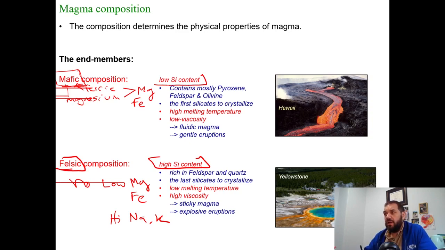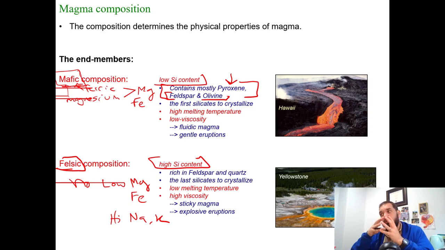The minerals that are common in these kinds of rocks are shown here. Mafic rocks have mostly pyroxene, feldspar, and olivine. Those are the main mineral constituents of a mafic rock. So a good example of a mafic rock is basalt or gabbro. Basalt or gabbro are mostly composed of pyroxene, feldspar, and maybe little bits of olivine.